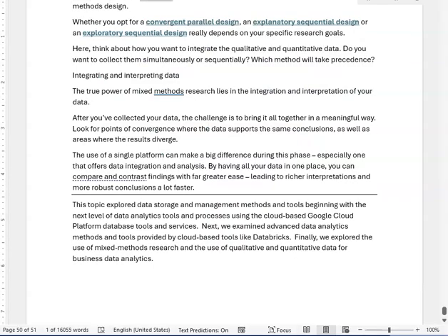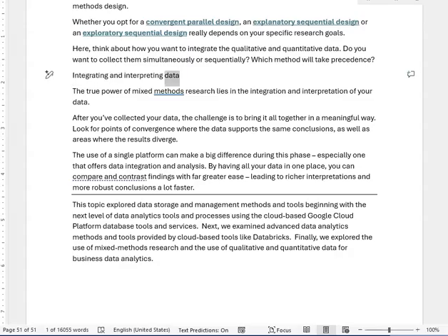Choosing the right design. Once your research questions are defined, the next step is choosing the right mixed methods design. Whether you opt for a convergent parallel design, an explanatory sequential design, or an exploratory sequential design really depends on your specific research goals. Here, think about how you want to integrate the qualitative and quantitative data. Do you want to collect them simultaneously or sequentially? Which method will take precedence?